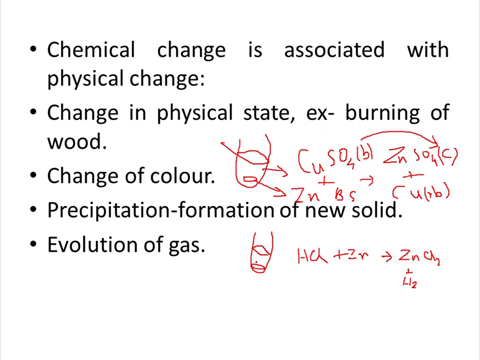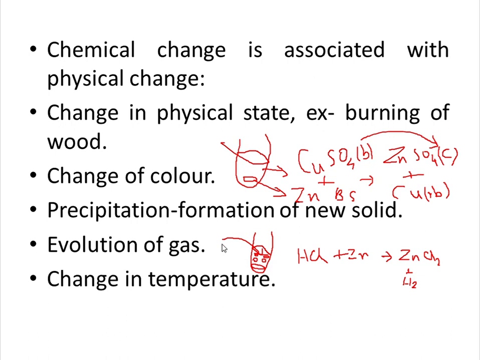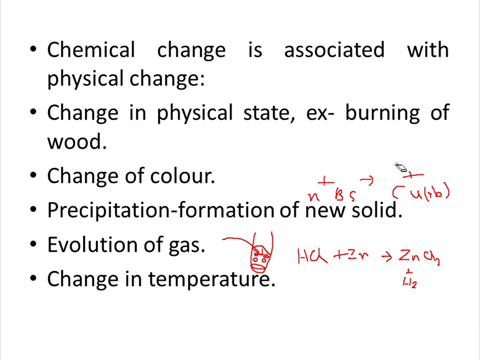So we can see hydrogen evolving, right? So in this case we see a gas evolve, right? So evolution of gas is something that we can see in a chemical change. Change in temperature, like burning of wood, burning of coal or burning of LPG, we see a rise in the temperature, right? So these are the examples. So we are done with physical change and chemical change.